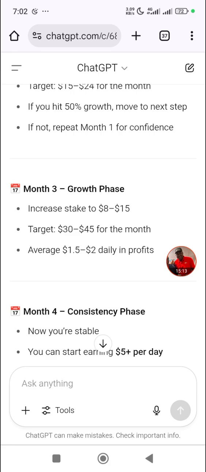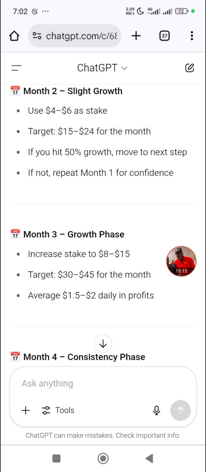Growth phase. Remember, this month you probably made like $15. $15 plus $5, so far you have made $20 from your $10 startup. Remember, we've only taken $10 outside of our $100, and that $10, we've not even touched it. Now we have made profit. You are in profit already, and you have spent 2 months.